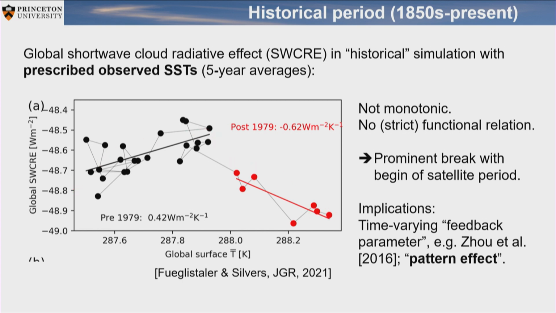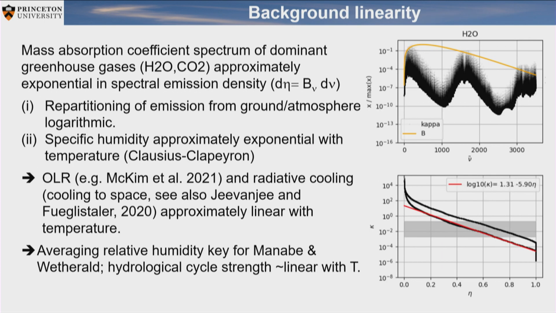This is clearly not what you would get if you had a single column, right? Kind of where everything is more or less a monotonic function of surface temperature. Okay, so just briefly, why is it actually remarkably linear?